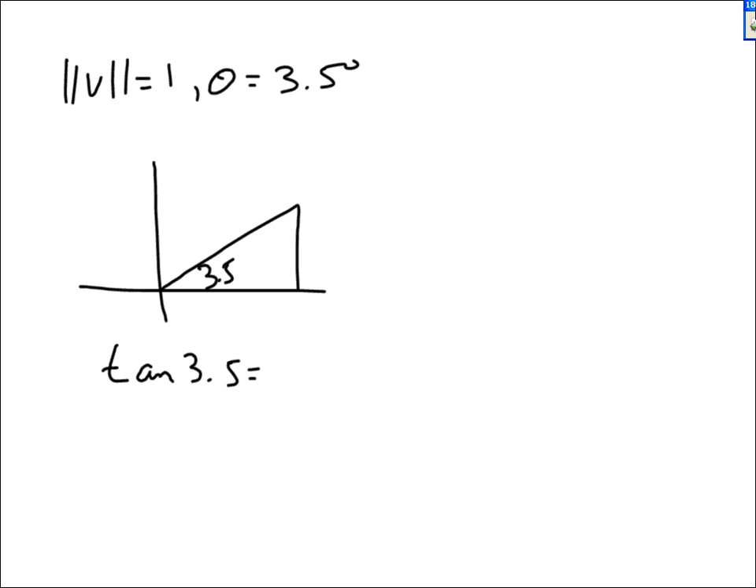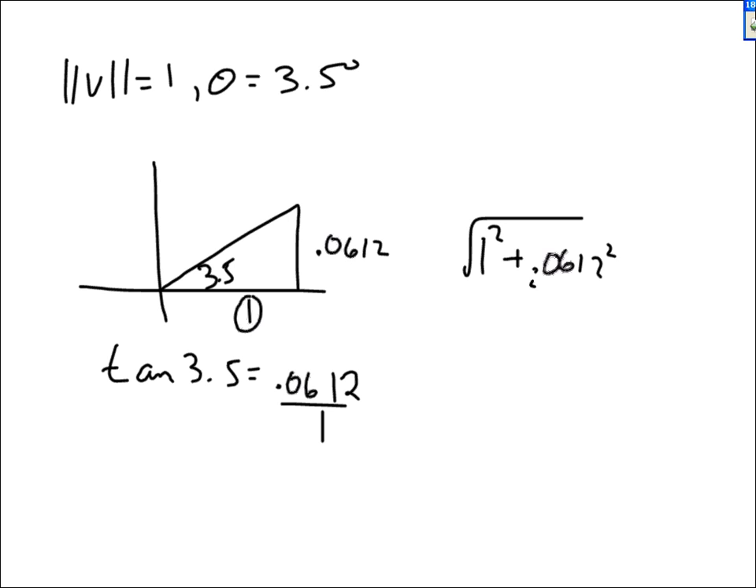According to my calculator, we get approximately 0.0612. So that's approximately what I get over 1. That is, this is 0.0612, and this is 1. But the hypotenuse is going to be more than 1, because the hypotenuse is the longest side. Well, what I do know is that the hypotenuse right now is the square root of 1 squared plus 0.0612 squared. I had a better approximation in my calculator, so you should use that approximation.